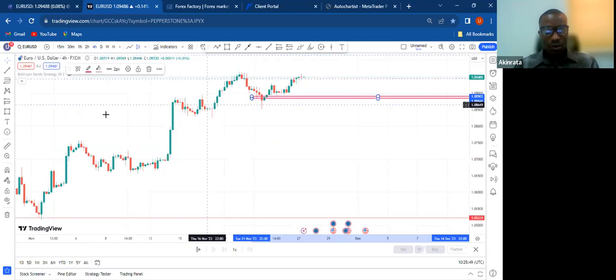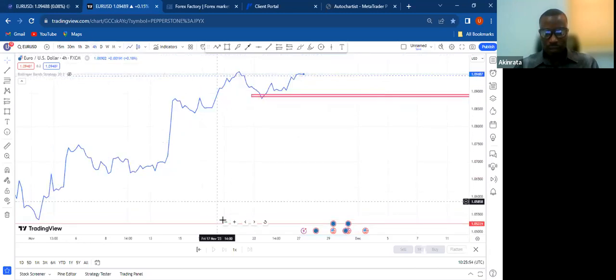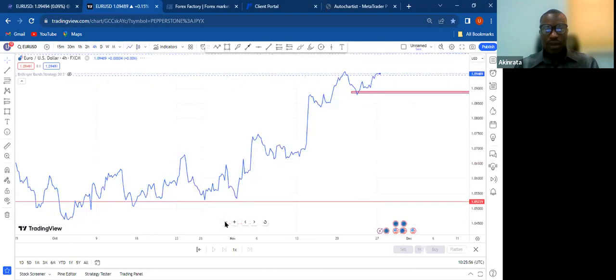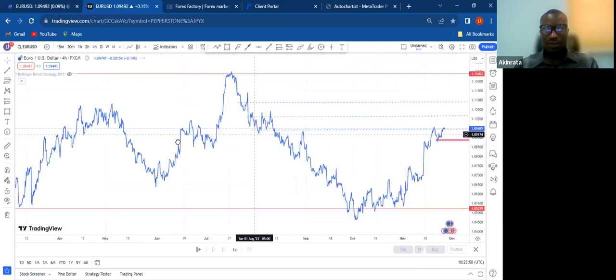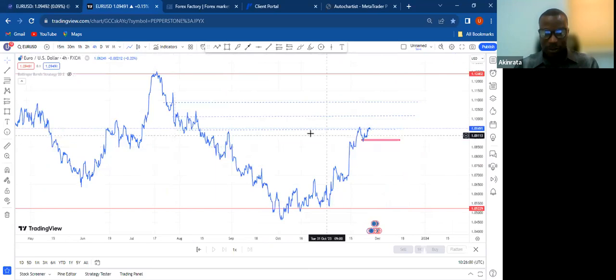I think I saw something in my chart. Then some people will ask, why am I always changing to line charts? I always change to line charts because line charts give me the exact support and resistance I'm looking for.